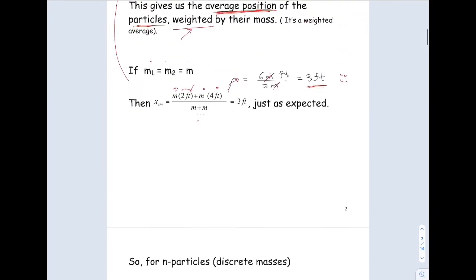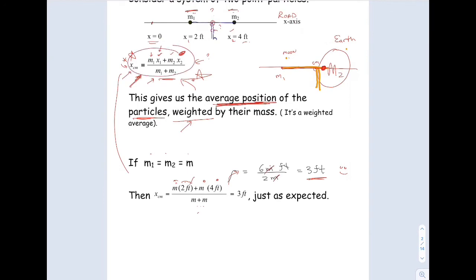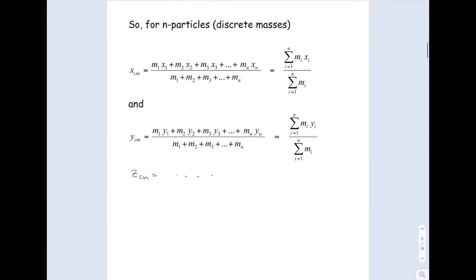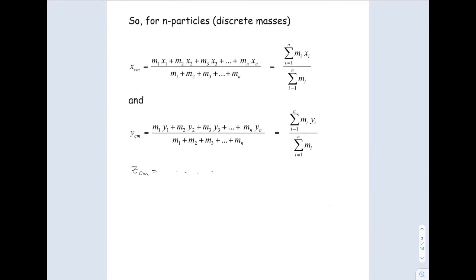So we just had this, that was for 2 masses. Now we're going to do it for 3, 4, and n masses. Now I'm going to extend it to 3 of them, 4 of them, and out to n.